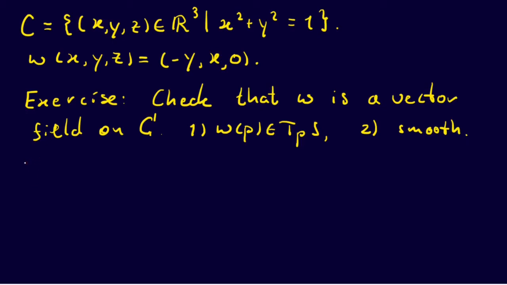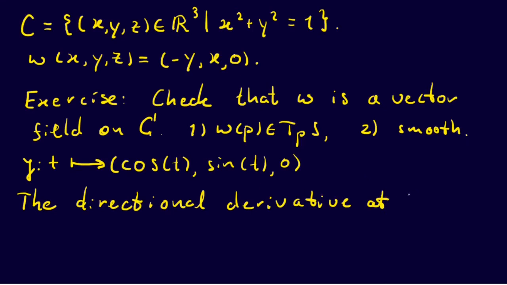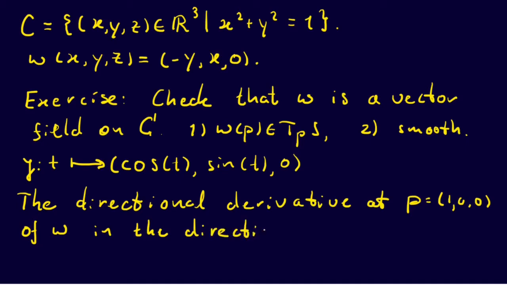Now in the picture we had this curve gamma. So as an example, let's take the curve cosine t, sine t, and 0. This is certainly a curve in S. And now we can take the directional derivative of W, for the moment acting as if it's a function not on the cylinder, but just on R3. And we're going to take t equals 0, so we're going to look at the directional derivative at the point 1, 0, 0, and we're going to take it in the direction of gamma prime of 0, which is 0, 1, 0.